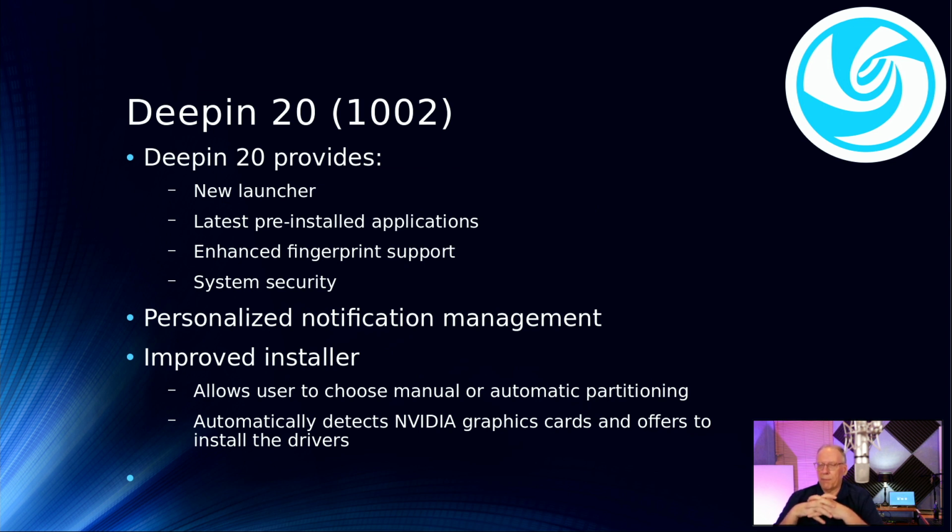But it does provide an improved installer, and that allows the user to choose between a manual or automatic install. I haven't tested this with an NVIDIA graphics card yet, so I don't know which side of it it's on. I mean, the manual install is just to do your own partitioning, and then I assume that once you've done that, it follows its normal progression of installing packages. But if it does detect an NVIDIA graphics card, it'll ask you if you want to install the proprietary drivers, which I would assume you probably would.